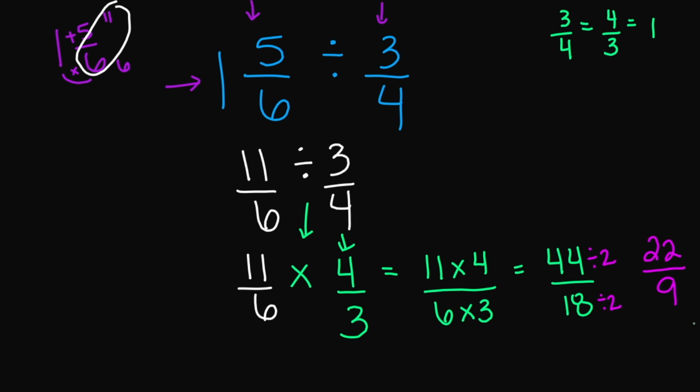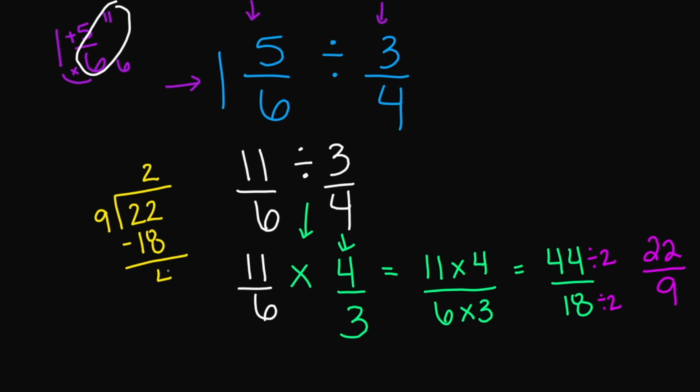However, this is an example of an improper fraction. So let's turn this back into a mixed number. So we have our 9 on the outside, 22 on the inside. 9 goes into 22 2 times. 9 times 2 is 18. 22 minus 18 is going to equal 4. So your answer is going to be 22 over 9, or 2 and 4/9.